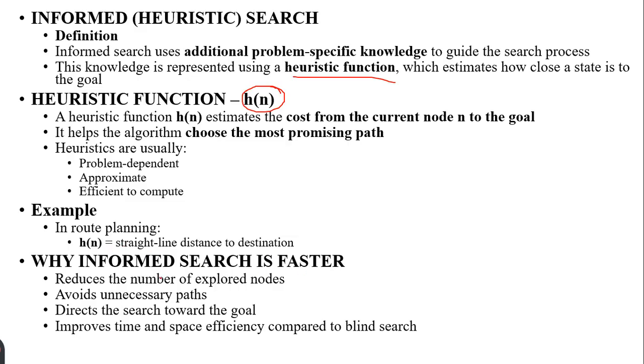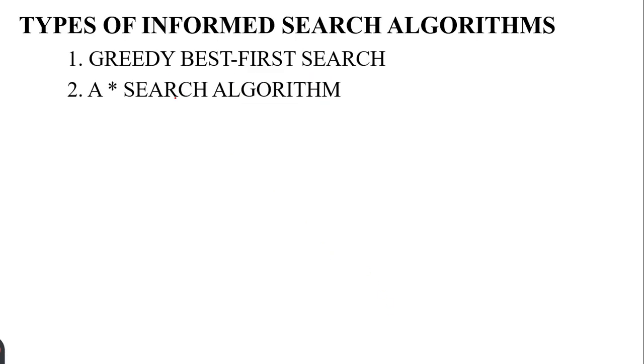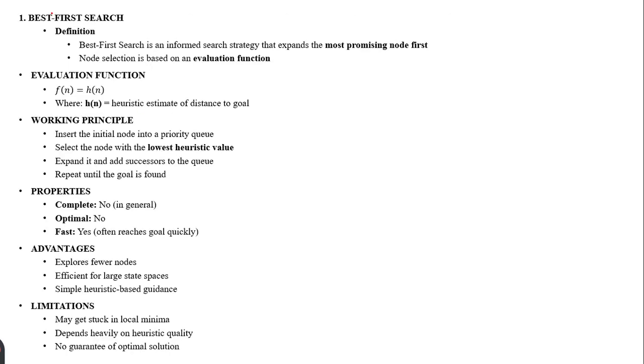Why is informed search faster? It reduces the number of explored nodes, avoids unnecessary paths, directs the search towards the goal, and improves time and space efficiency compared to blind search. So here we have types of informed search: best first search, greedy best first search, and A-star algorithm. We are going to see about the BFS.